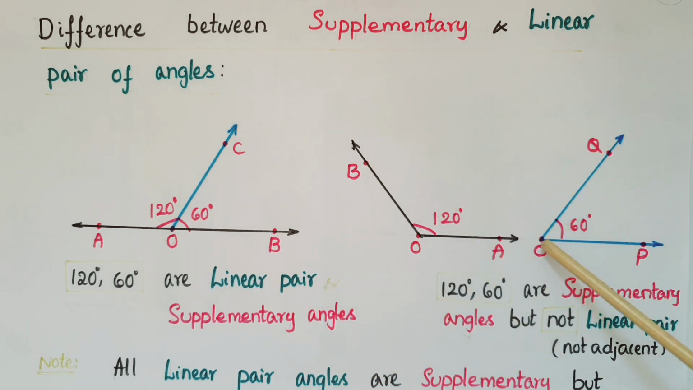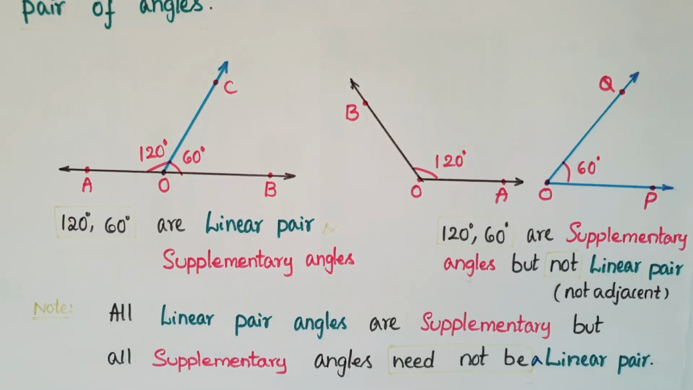If you see this figure here, this is 120 and this is 60 degrees. If you add these two angles, that is 180 degrees. So these two angles are supplementary angles, but this is not a linear pair because these two angles are not adjacent angles. So these two angles are not a linear pair of angles. So all linear pair angles are supplementary, but all supplementary angles need not be a linear pair.